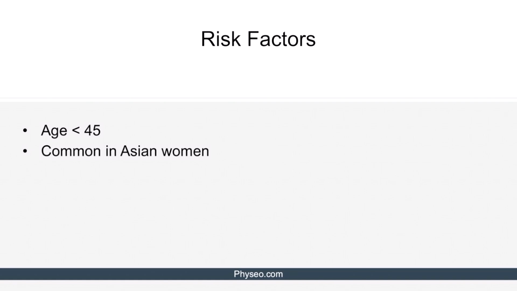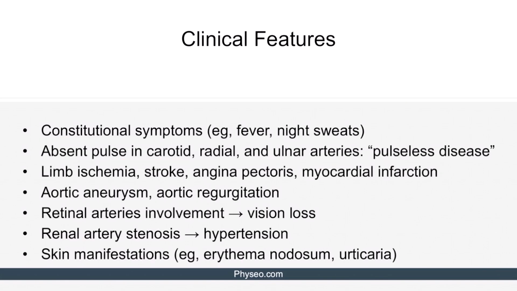Takayasu arteritis is similar to temporal arteritis. However, this disease is actually seen more often in younger people, so patients younger than 45 years. And this condition is also common in Asian women. Constitutional symptoms such as fever, night sweats, malaise, arthralgias, and fatigue are all common. And these symptoms are likely related to that chronic inflammation that they're experiencing. And patients often present with an absent pulse in the carotid artery, or even the radial arteries or the ulnar arteries. And this is why the disease is often called the pulseless disease.